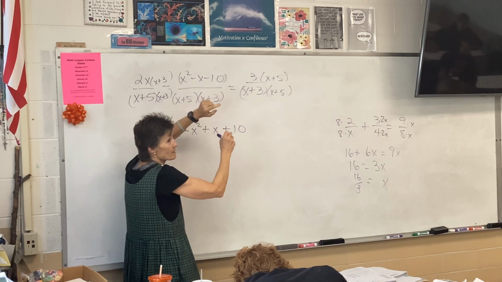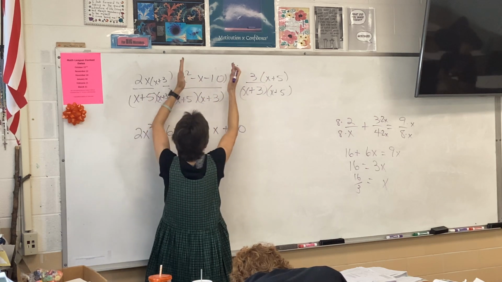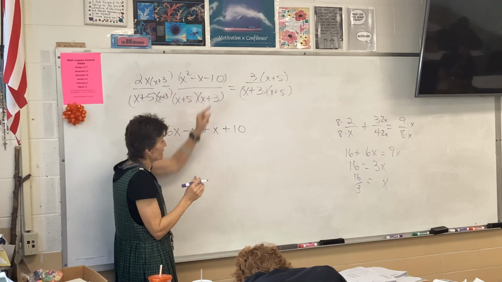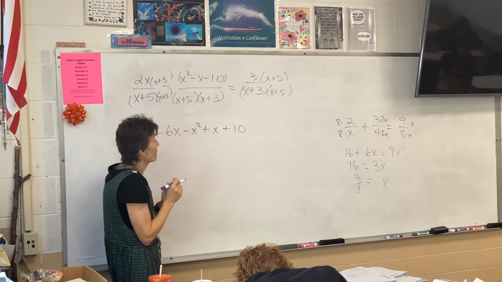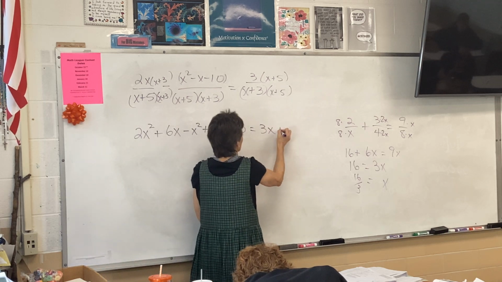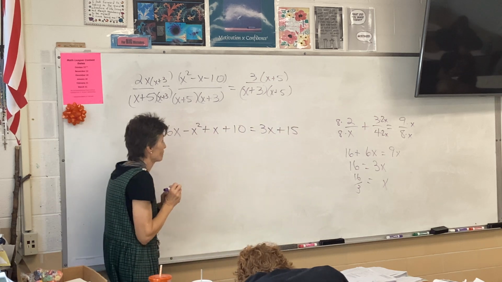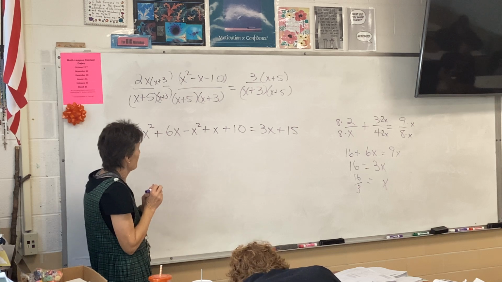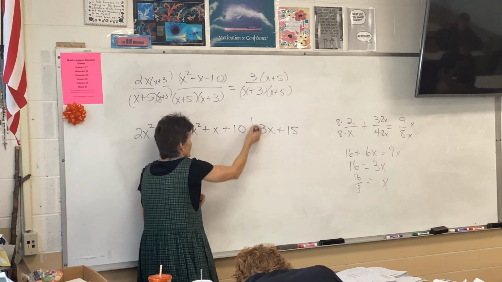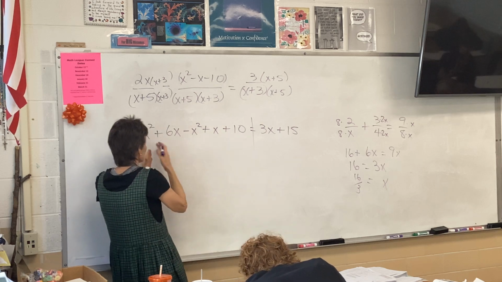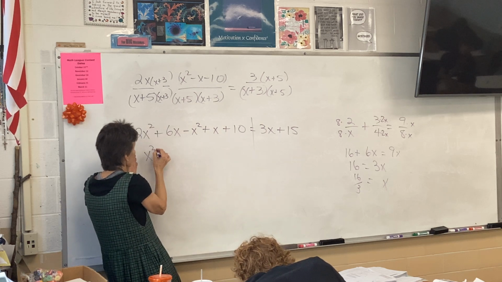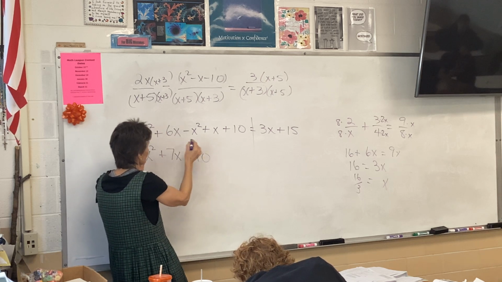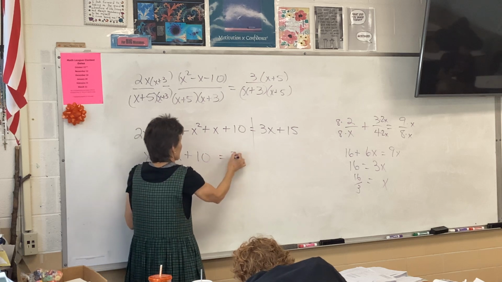Look on your paper, guys. It's minus this entire fraction. So that negative is going to get distributed. Oh, now what? Yeah, so let's remember, this is one side, so that'll be x squared plus 7x plus 10, is that right? Equals 3x plus 15.